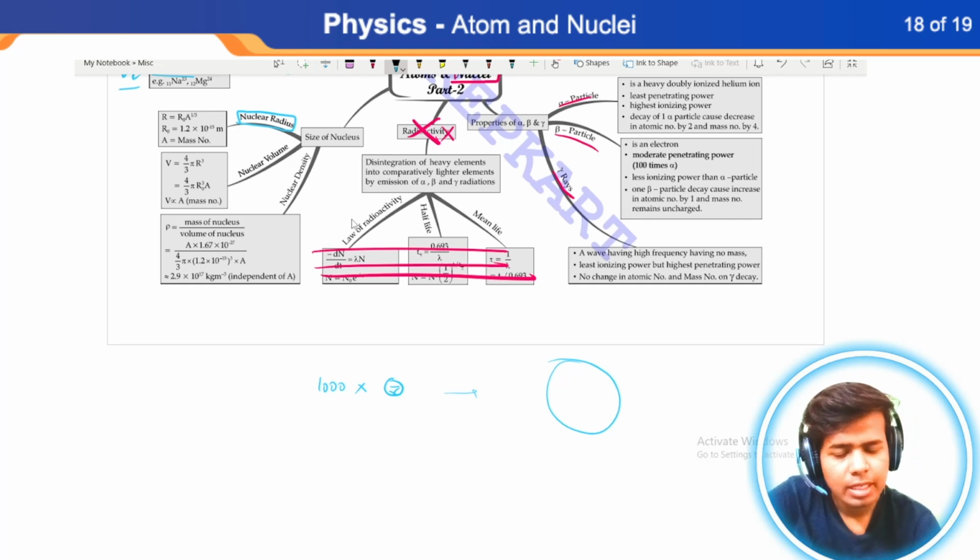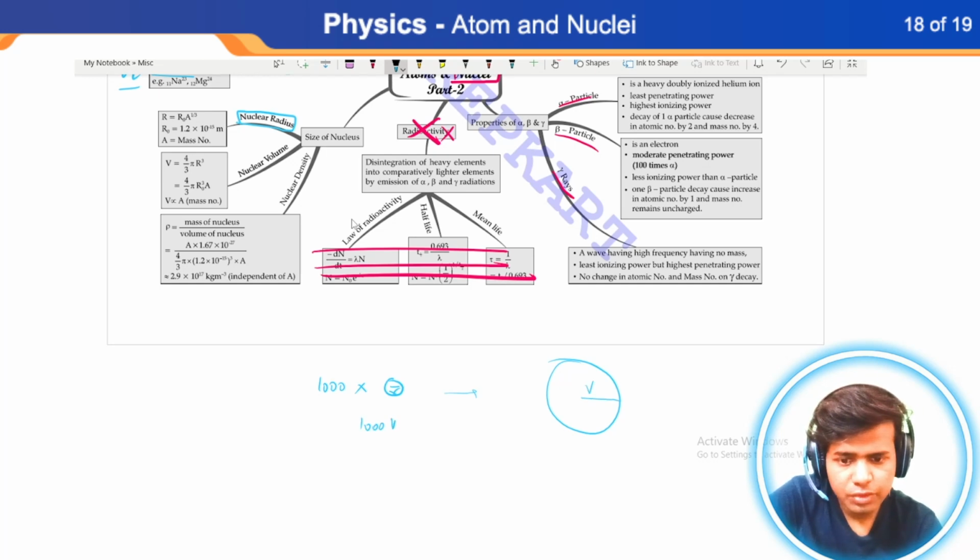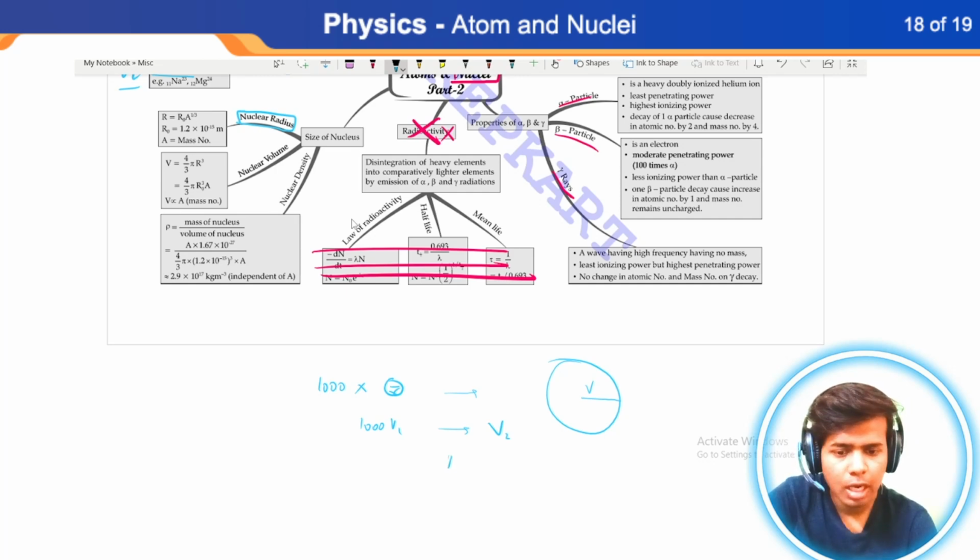You'll basically make the volume constant, right? Volume constant. So 1,000 multiplied by V1 is equal to V2. So 1,000 multiplied by 4/3 pi r cube is equal to 4/3 pi R cube, where R is the radius of the bigger drop. From there you will get R is equal to 1000 to the power 1/3 times r. This is what you will get.